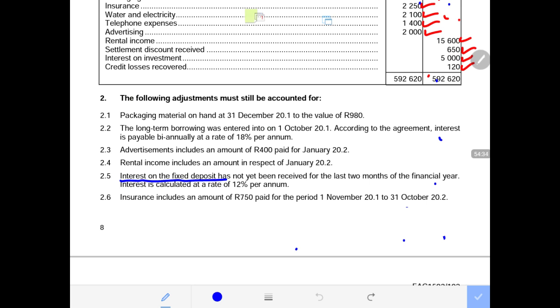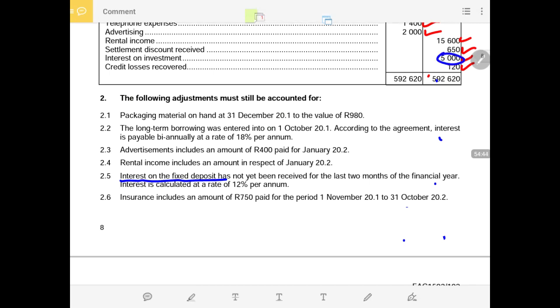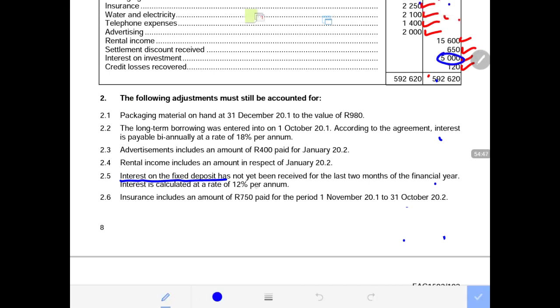Remember, this is what we have already received. I said incomes that we see in the pre-adjustment balance are the incomes already received, meaning we have received 5,000 of interest income. Now we are told that the interest was not received for the last 2 months.